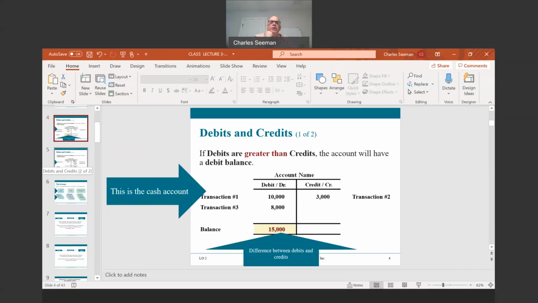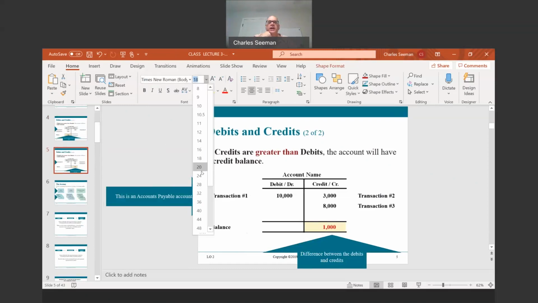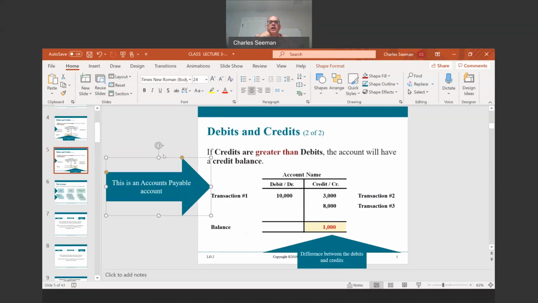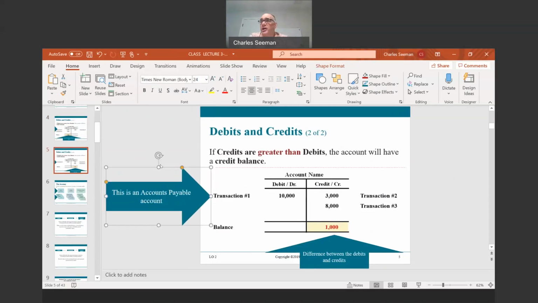Let's pretend this is the accounts payable account. Accounts payable is a liability account. Liability accounts are on the right side of the accounting equation. So that means we credit to increase a liability. We debit to decrease the liability. The first transaction decreased accounts payable because we debited it.